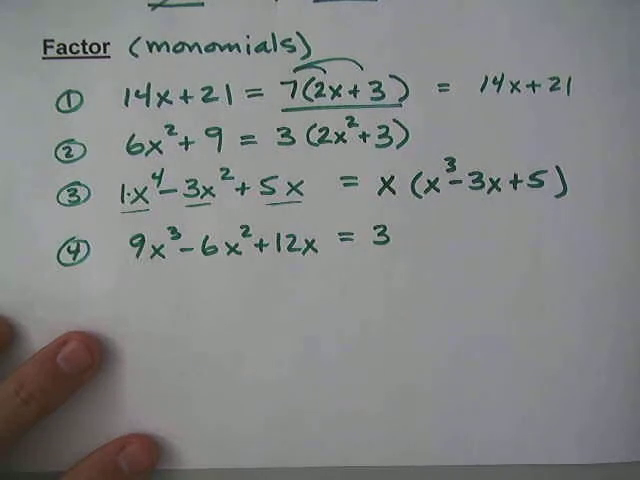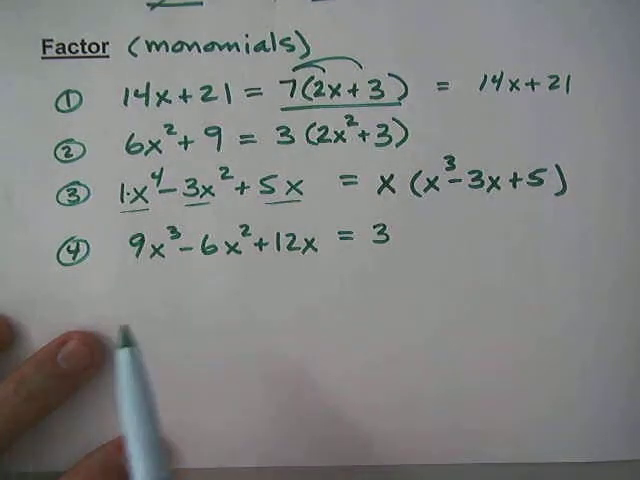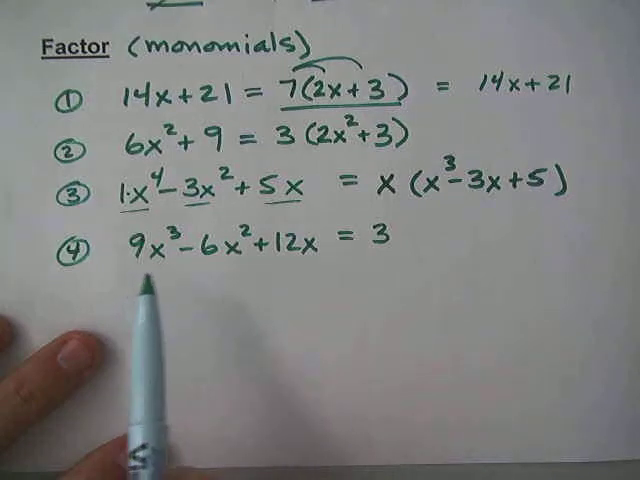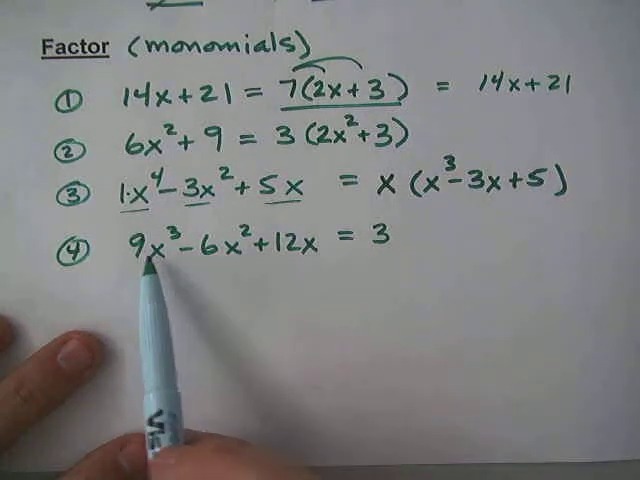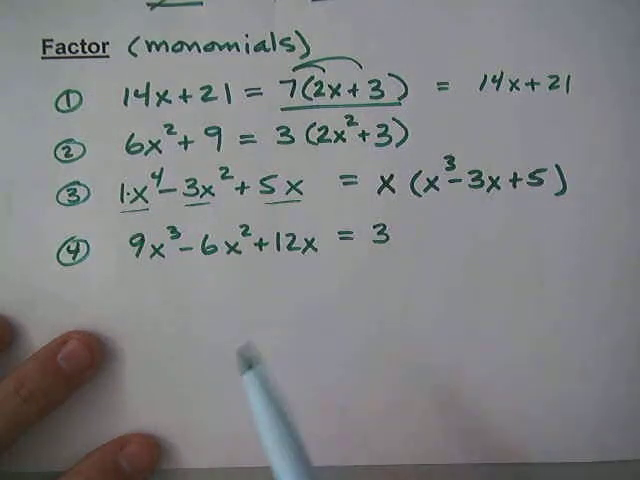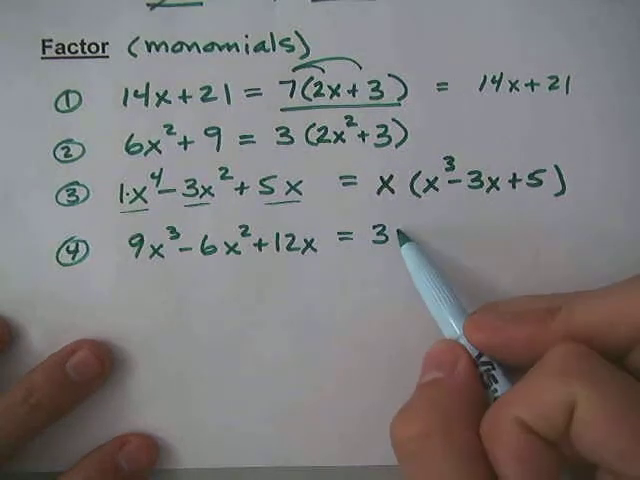What about the variables? They all have at least how many variables? Well, they all have at least one x. This one has 3, this has 2, this has 1. So they all have at least one x. So I'm going to take an x out also.